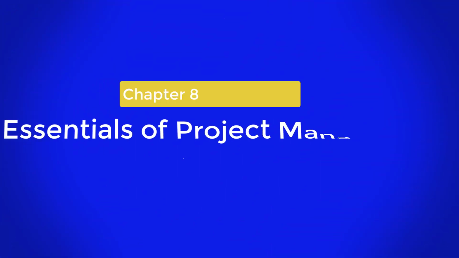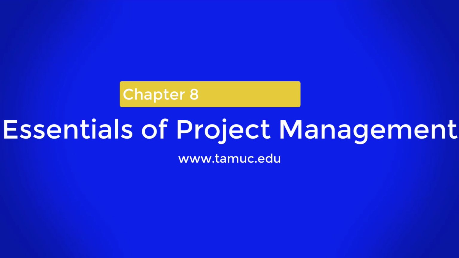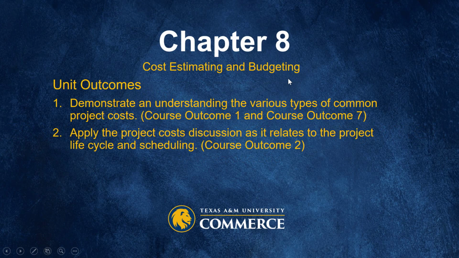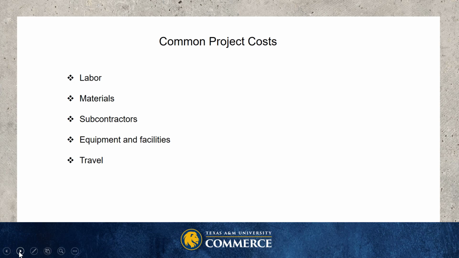Cost management in Chapter 8 is extremely important to project management. Cost estimation is the first step in determining whether the project is valuable. Unit outcomes for this chapter are to demonstrate an understanding of the various types of common project costs and to apply the project cost discussion as it relates to the project lifecycle and scheduling. You'll be doing that in your discussion post.